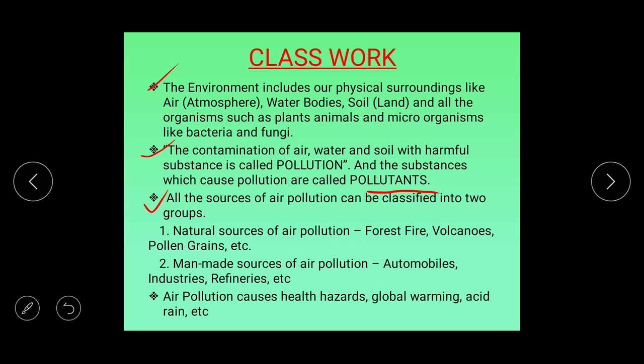Next, all the sources of air pollution can be classified into two groups. Number one, the natural sources of air pollution, that is forest fires, volcanoes, pollen grains, etc. Number two, the man-made sources of air pollution, that is very important: automobiles, industries, refineries, and other factories. Air pollution causes health hazards, global warming, and acid rains.